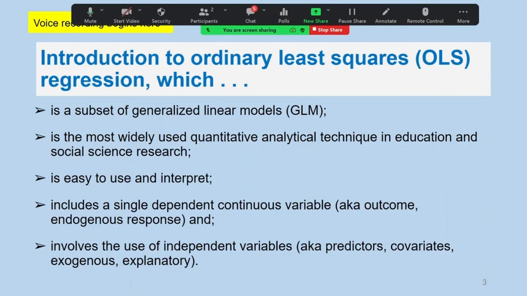And it involves the use of independent variables. So in the literature, particularly in economics, predictors, those are the independent variables. Covariates, I think again in psychology, that's also the term. Exogenous in some other literature, or explanatory variables, right? They mean virtually the same thing, right?